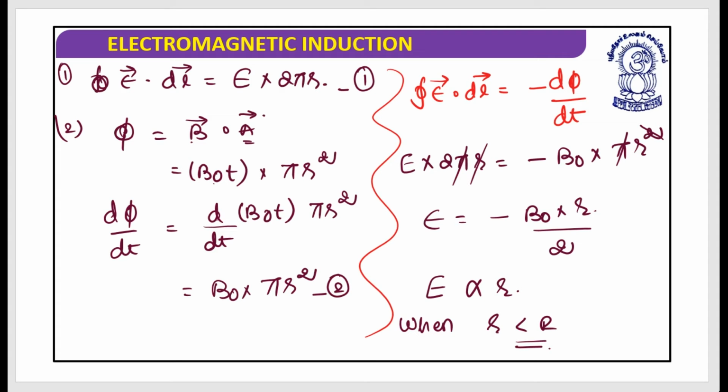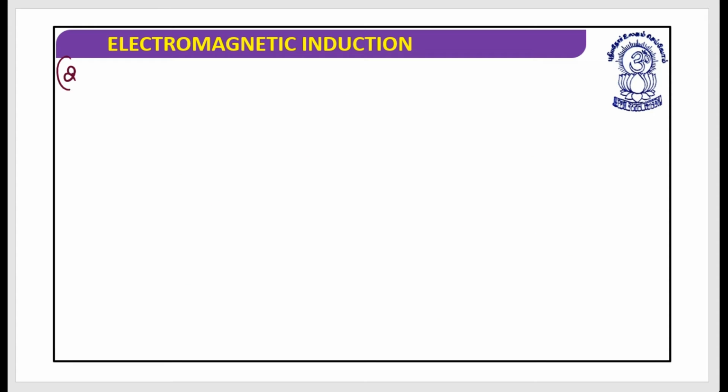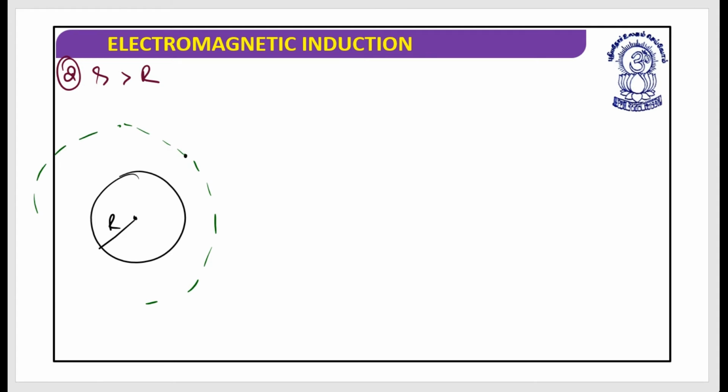Now it's time for the second part, when r is greater than R. The situation is: this was the region, this is O, this is radius R. I want to find the field at location r, which lies outside the boundary of this region. Again I need to do the same thing. First, the line integral of E dot dl equals E multiplied by 2 pi r.